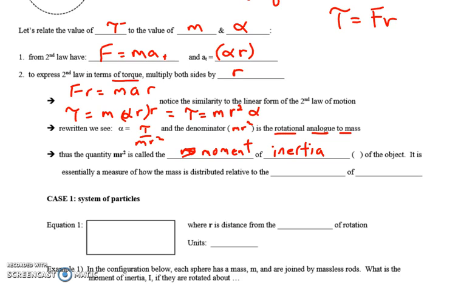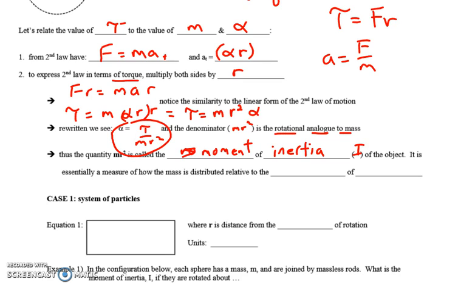In the normal second law, a equals F over m. m is the amount of inertia in the system. In our situation right here, instead of m, we have m r squared. So that's not quite inertia, but rather called the moment of inertia, and that symbol is I.